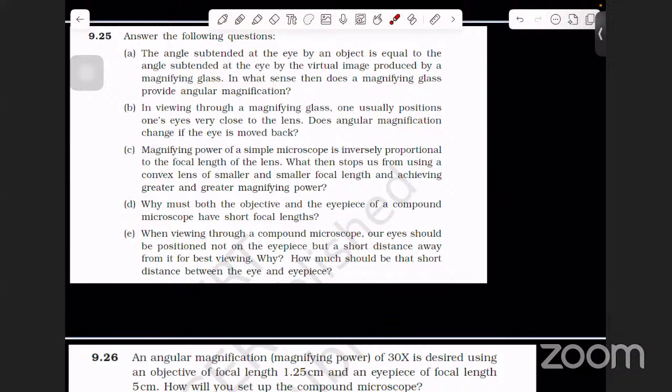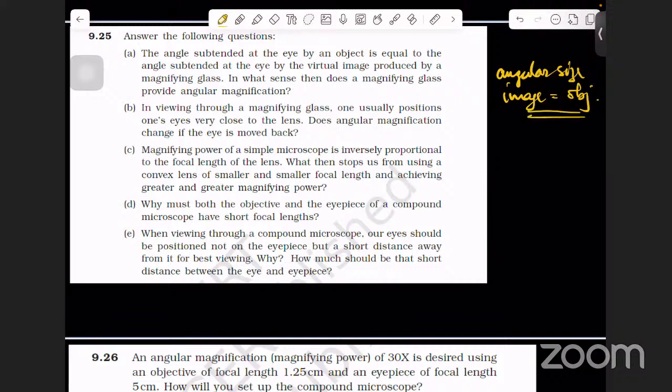Then, in what sense does the magnifying glass provide angular magnification? The angle is remaining the same. Then in what sense does it provide angular magnification? The angular size of the image and the object are equal, because it's providing the same angle. So the angular size of image and object are equal, right?